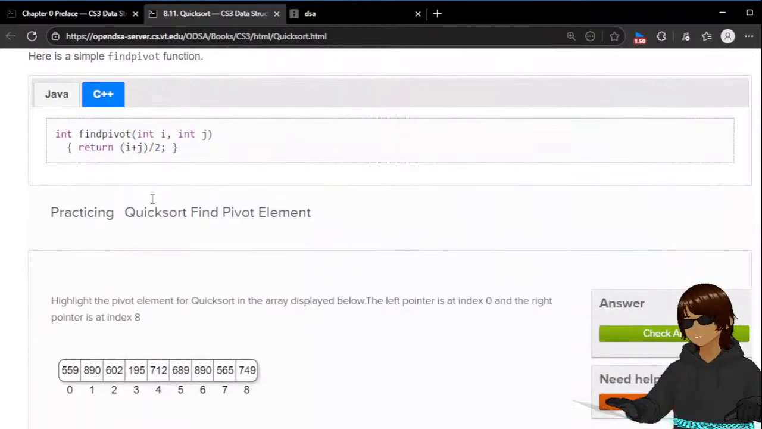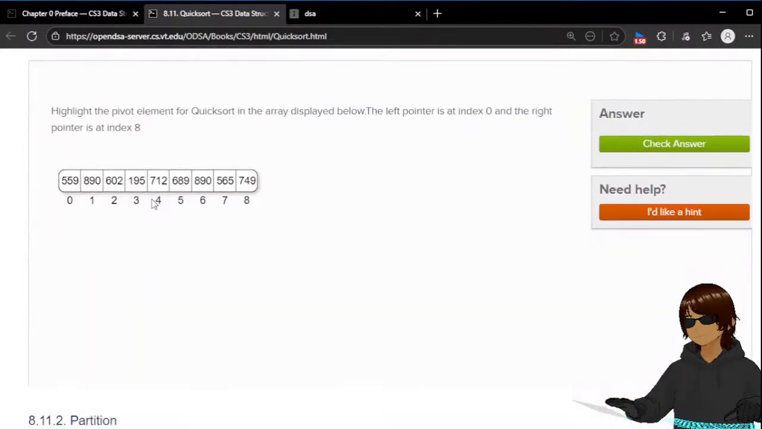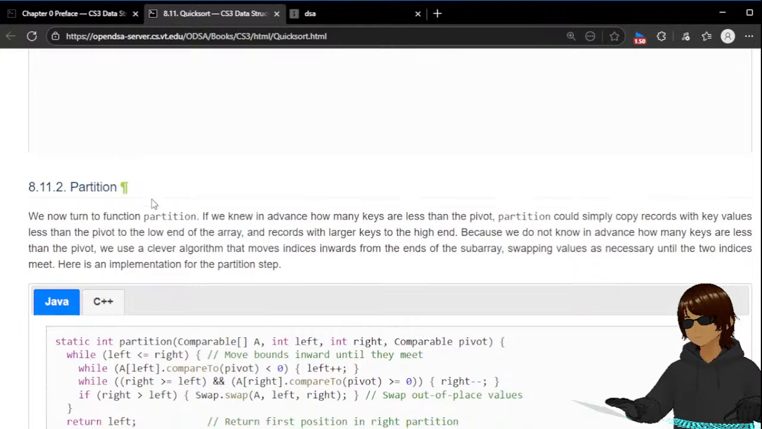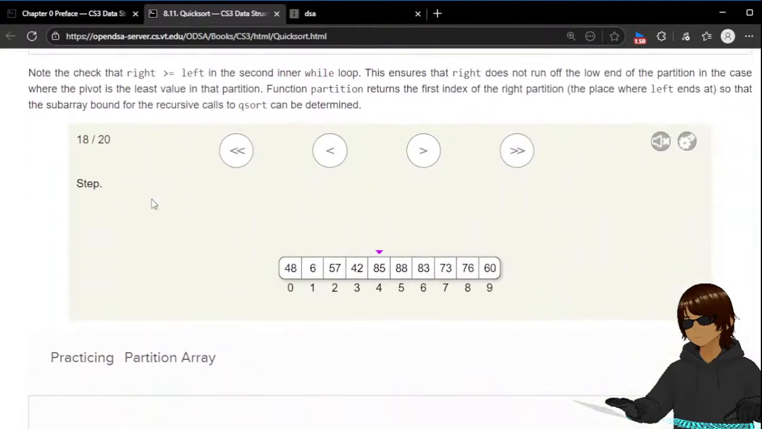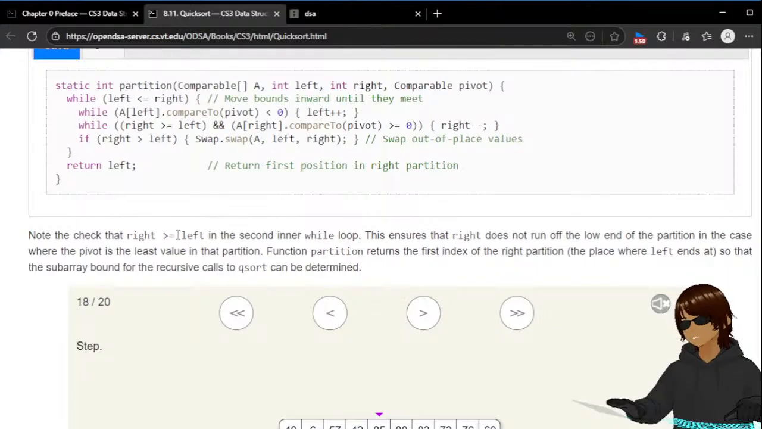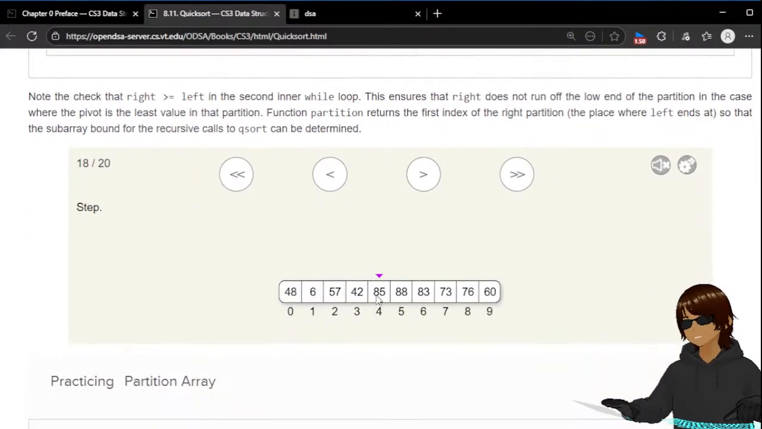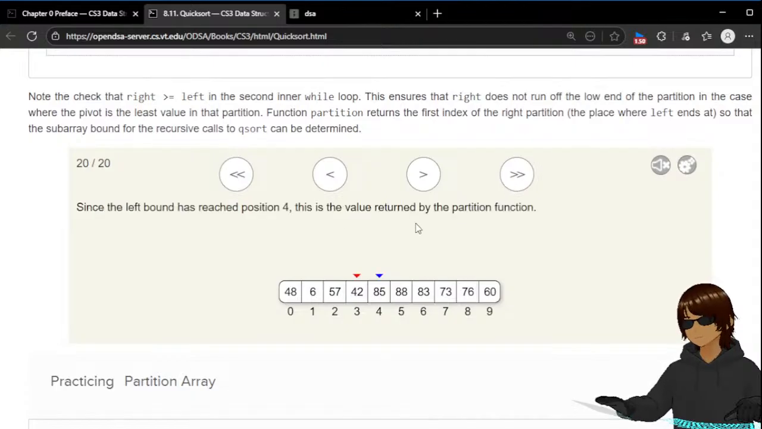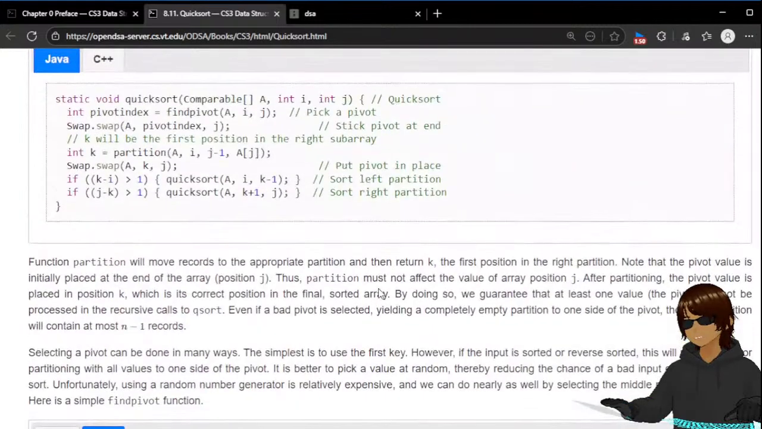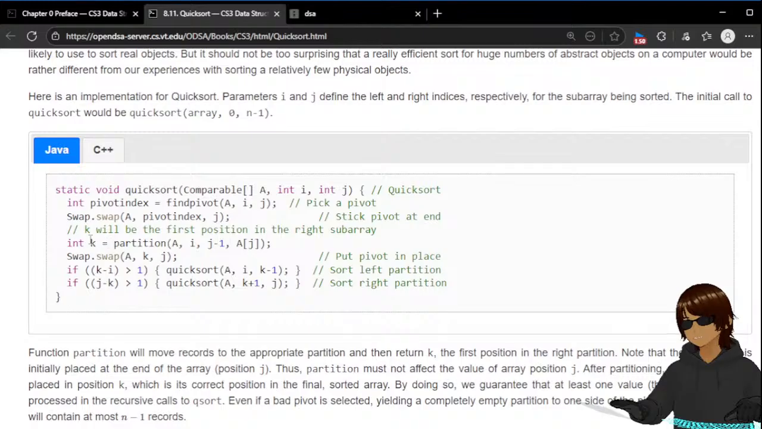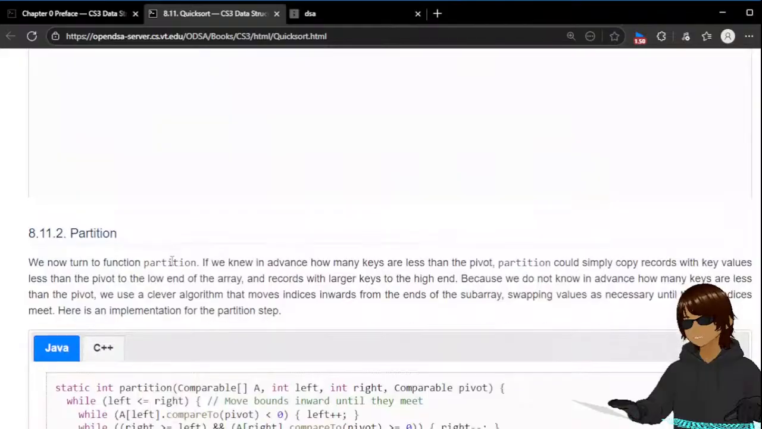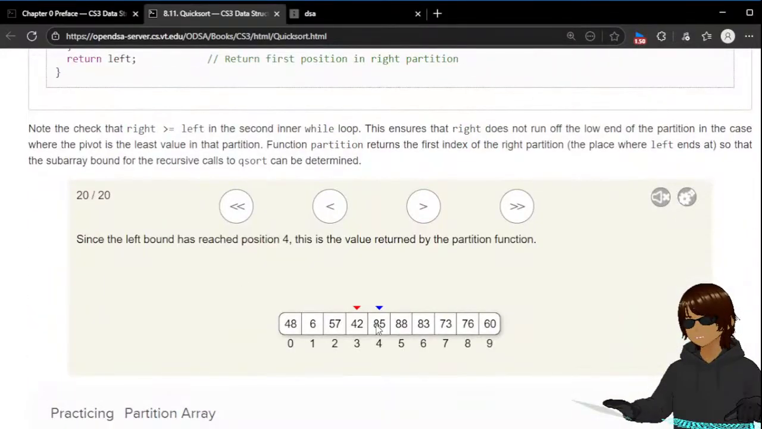And what does partition return? It returns where the left and right meet, right? So if they meet here, 85 is returned. Okay, so 4 is the index that is returned, right? Let's swap the index k and index j. Okay, so swap 85 with 60. And then what?